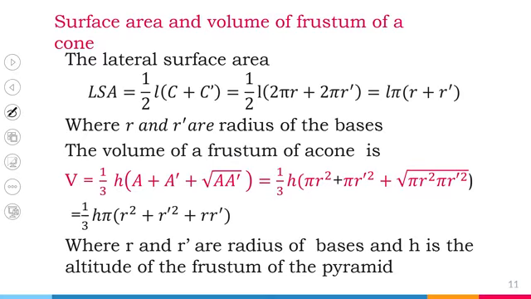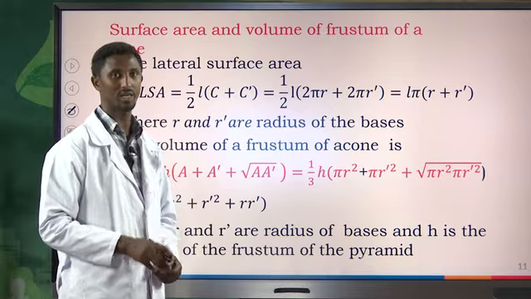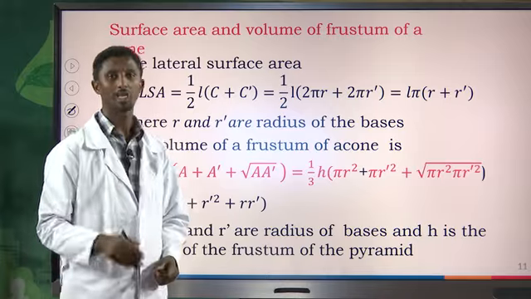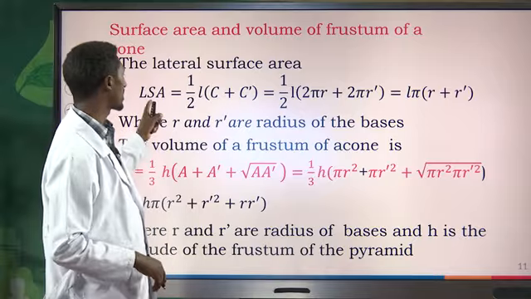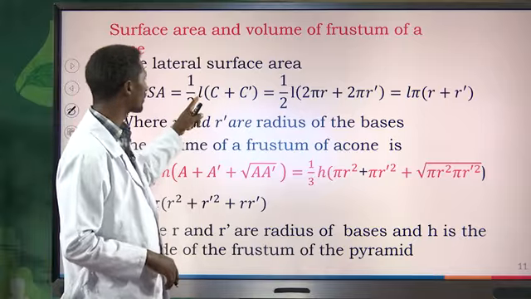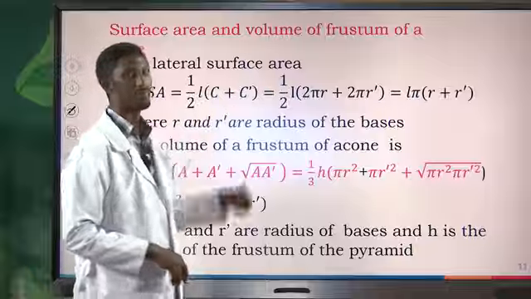Now, how can we determine the lateral surface area and volume of a right circular cone? What's a right circular cone? The base is necessarily a circle and the altitude passes through the center of the circle, or the center of the base. If so, the lateral surface area equals 1/2 L times (C plus C prime).